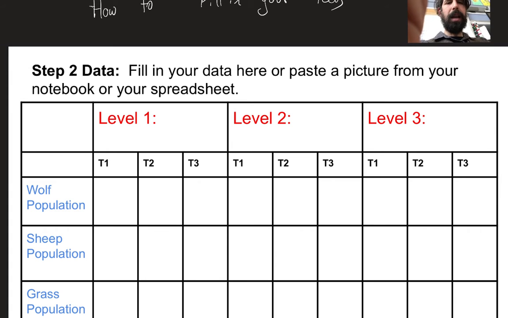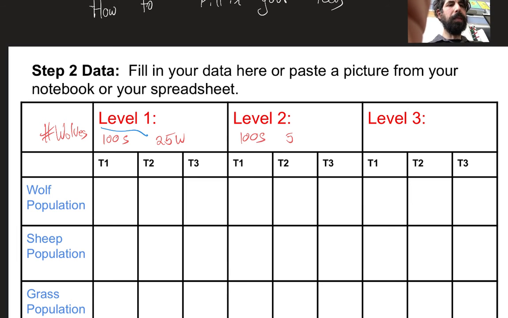So in my lab, each of my levels changed the number of sheep, the number of wolves. So in level 1, I had 100 sheep and 25 wolves. In level 2, I had 100 sheep and 50 wolves. And in level 3, I had 100 sheep and 100 wolves. I'm being specific with my levels.